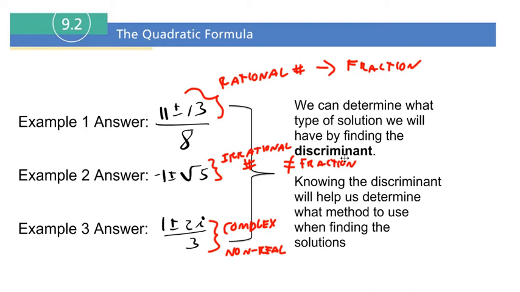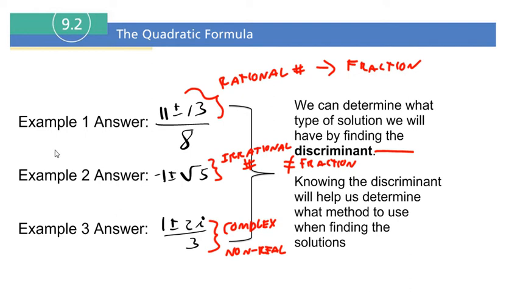So basically, the statement I made is that we can determine what type of solution we will have by finding the discriminant. I'm going to show you how to find this thing called the discriminant. By doing the discriminant, it's going to tell us if we're going to have rational solutions, irrational solutions, or complex solutions, meaning non-real. And also, knowing the discriminant will help us determine what method to use when finding the solutions, right? Because we talked about how we can use the factoring method, the square root method, completing the square, or the quadratic formula. So now we have 4 methods, and the discriminant helps us to say which one's going to be the best.